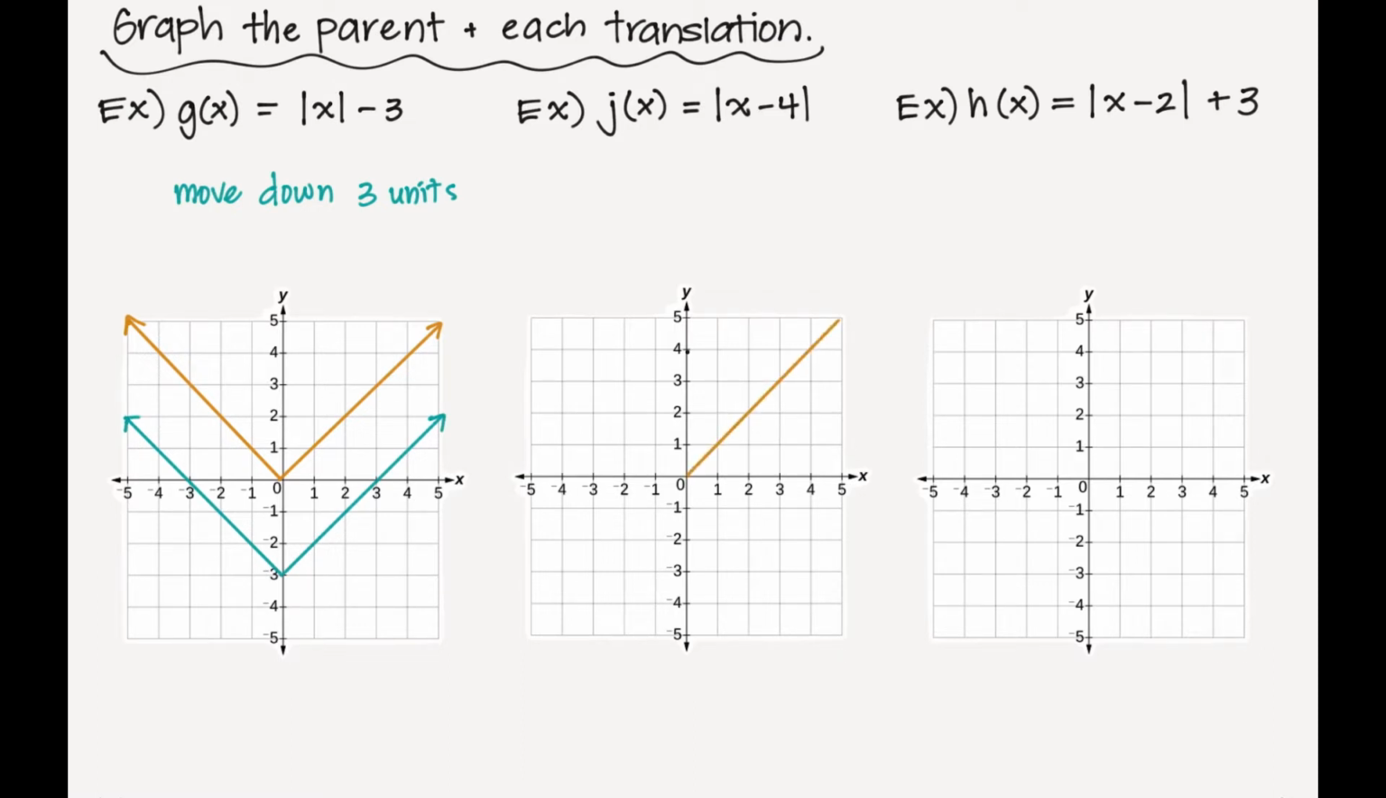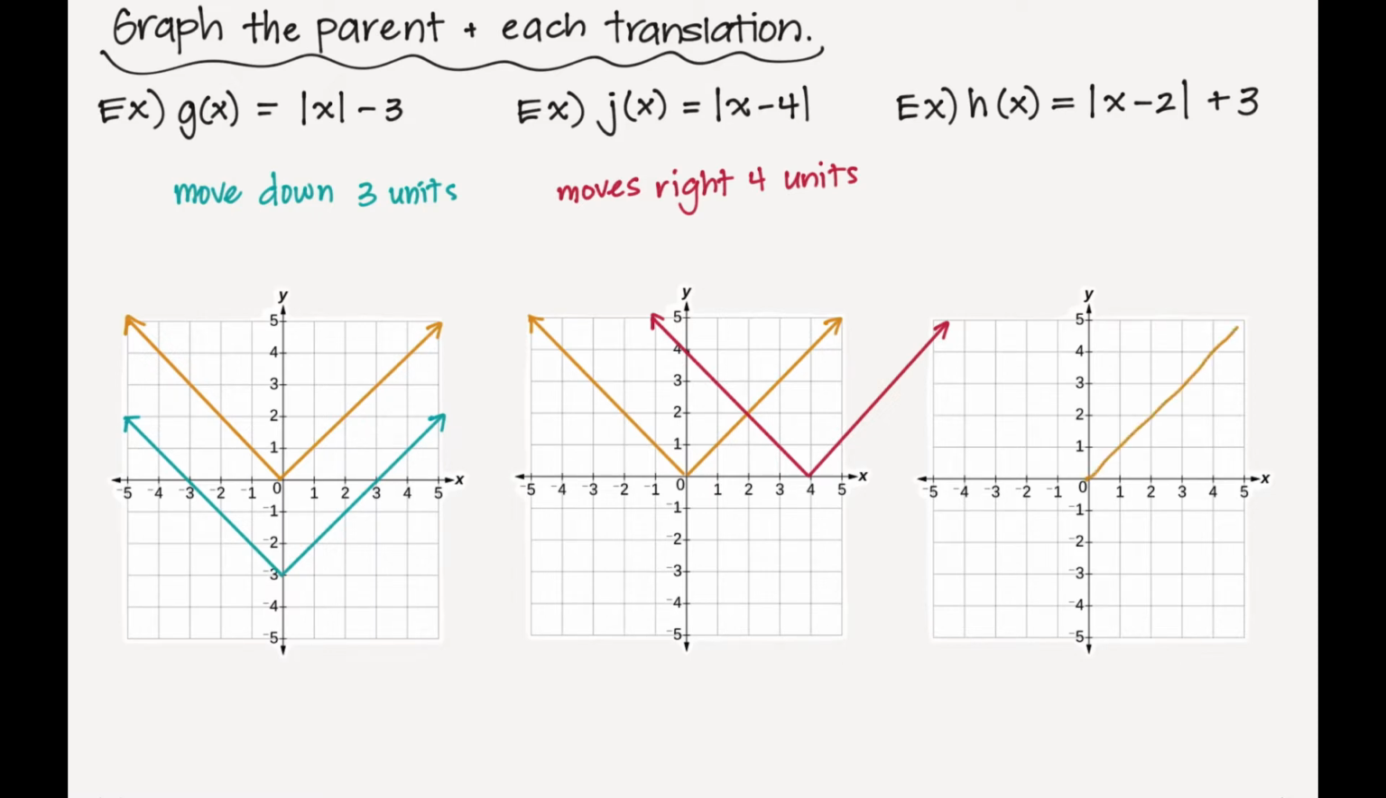Now let's look at our next one. Let's sketch the parent function again. And this time it says -4 on the inside. So I'm only going to focus on that 4, which is a positive number, which means I'm going to move to the right 4 units. So instead of going down, I'm moving to the right 4 units, and it looks just like the parent function.